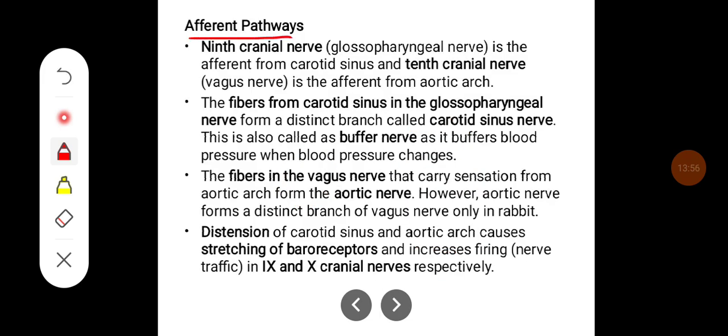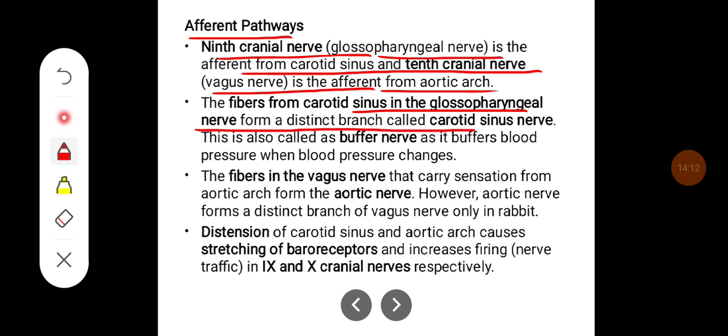The afferent pathways from the carotid sinuses. The ninth cranial nerve, that is the glossopharyngeal nerve, is the afferent from the carotid sinus, and the 10th cranial nerve is the afferent from the aortic arch. Fibers from the carotid sinus in the glossopharyngeal nerve form a distinct branch called the carotid sinus nerve. This is also called the buffer nerve, as it buffers the blood pressure when the blood pressure changes.